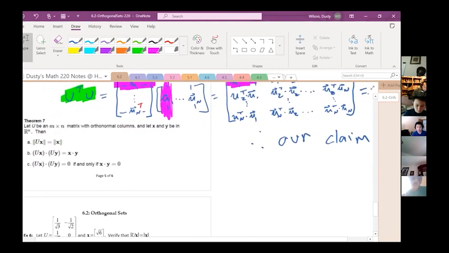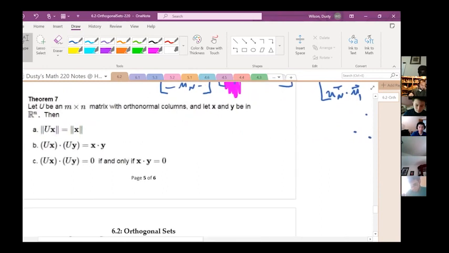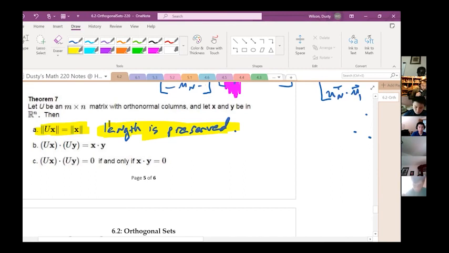So this Theorem 7 says a couple things. The top part here says that under an orthonormal or orthogonal transformation, length is preserved. It says the length is preserved under the linear transformation. When we have that the dot product between Ux and Uy is the same as the dot product between x and y, this is telling us that angle is preserved under the transformation.